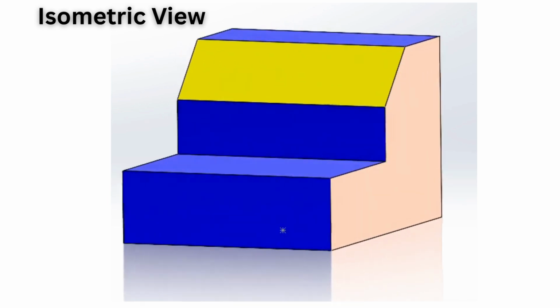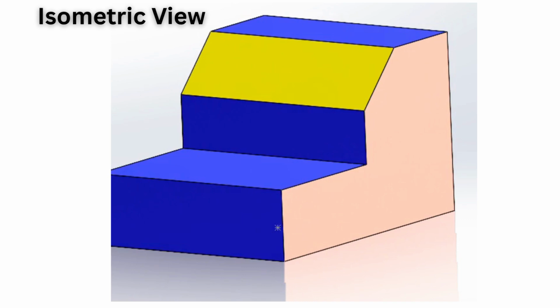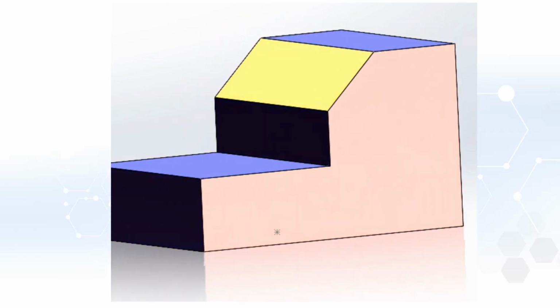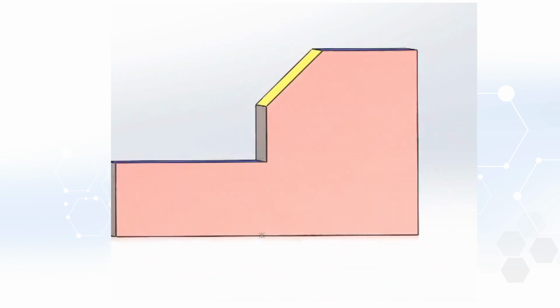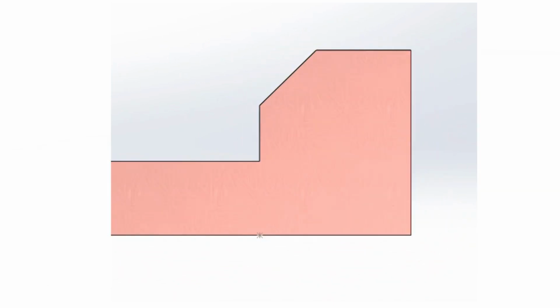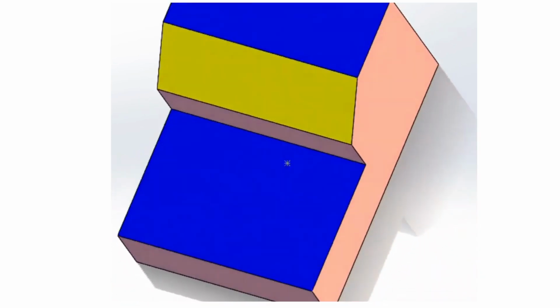By following these steps, the isometric view of the part has been obtained from its orthographic views. Once the relationship between orthographic views and isometric axes is understood, the same method can be applied to more complex parts.